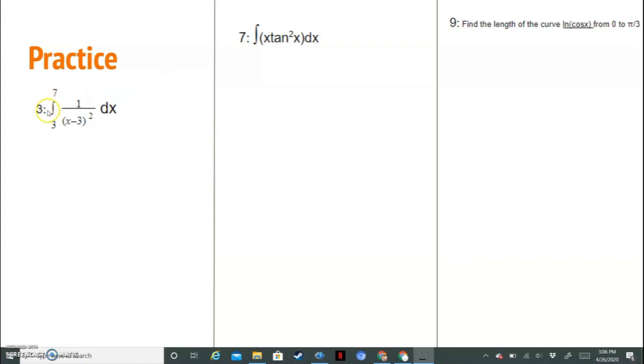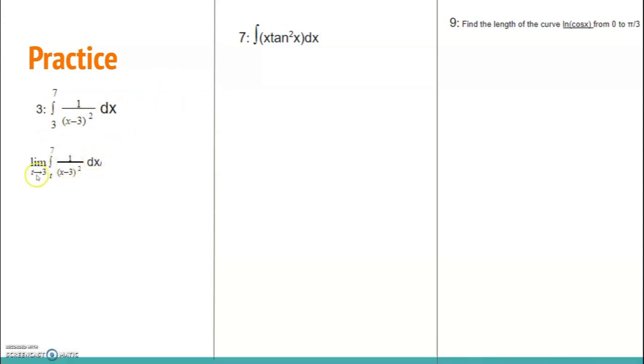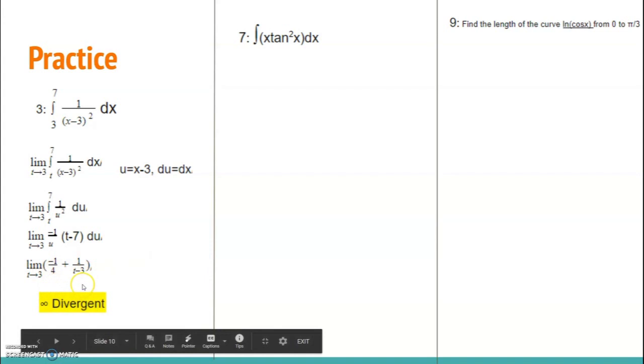Alright, so first, for this one, the first thing you do when looking at an integral, you have to check if it's improper or not. And for this one, it does seem like it is. So we're going to have to rewrite it as the limit as t approaches 3 from t to 7 of 1 over x minus 3 squared dx. And then we use a u substitution, and then we just evaluate it from t to 7, and then we evaluate this, and it goes to infinity because it's a 1 over 0 case and it is divergent.